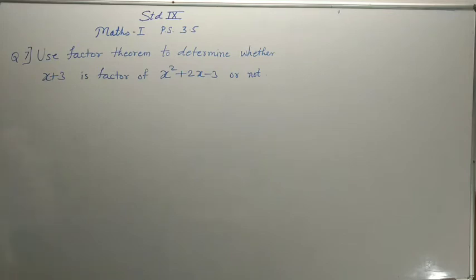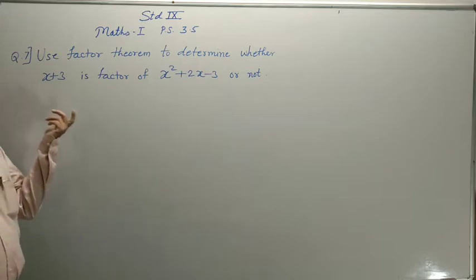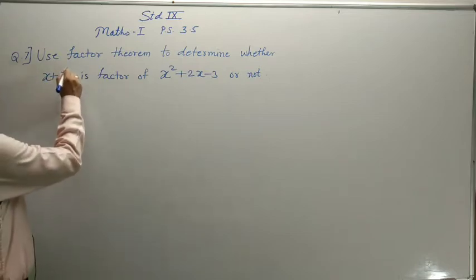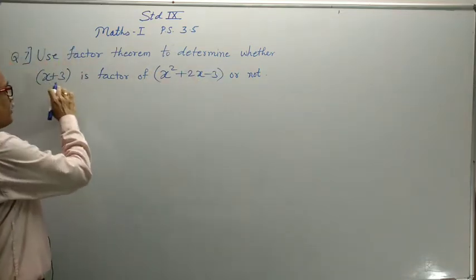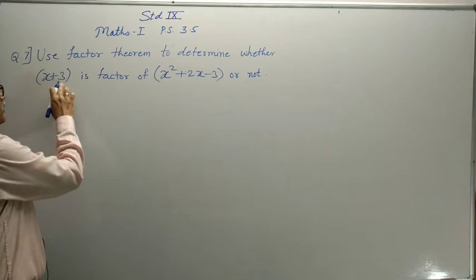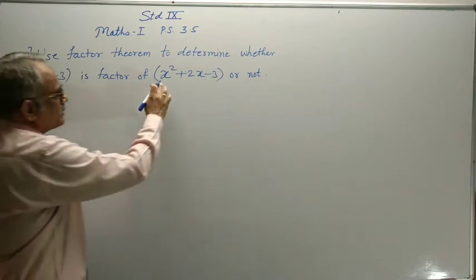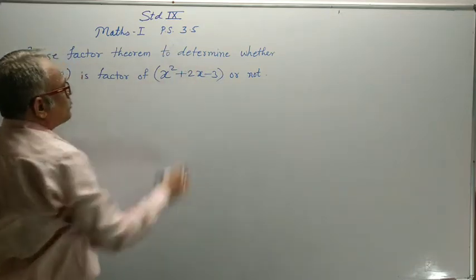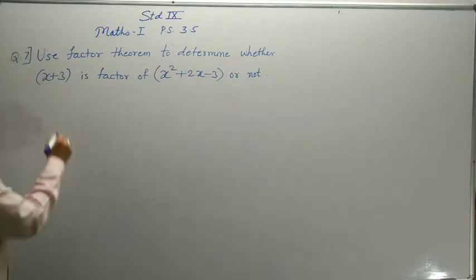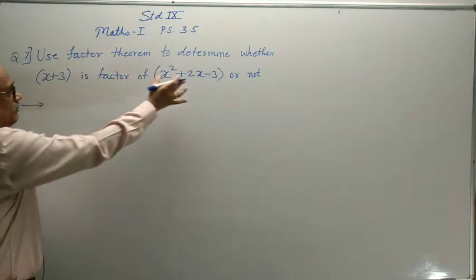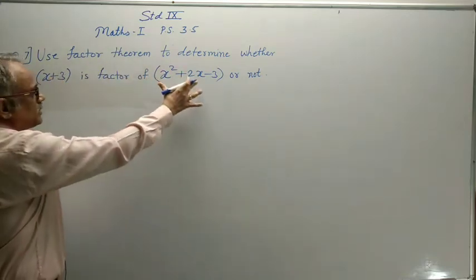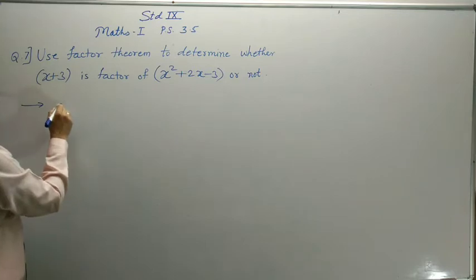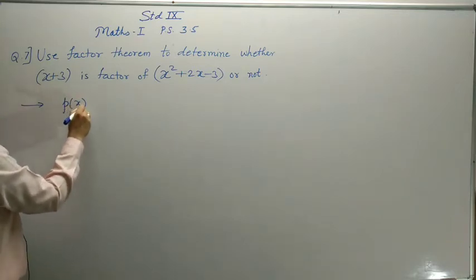Use the factor theorem to determine whether x plus 3 is a factor of this or not. The last sum was the remainder theorem; here it is the factor theorem. To check whether it is a factor, we substitute for x plus 3, p of minus 3. The bigger polynomial is the dividend, which we assume as p of x, and the smaller polynomial is its factor.